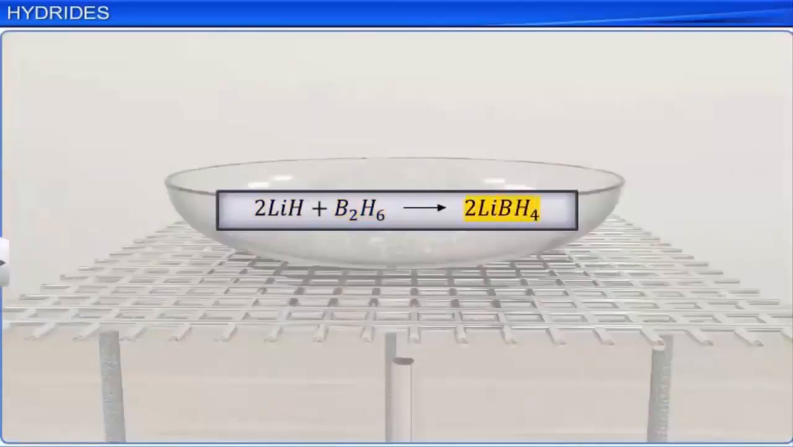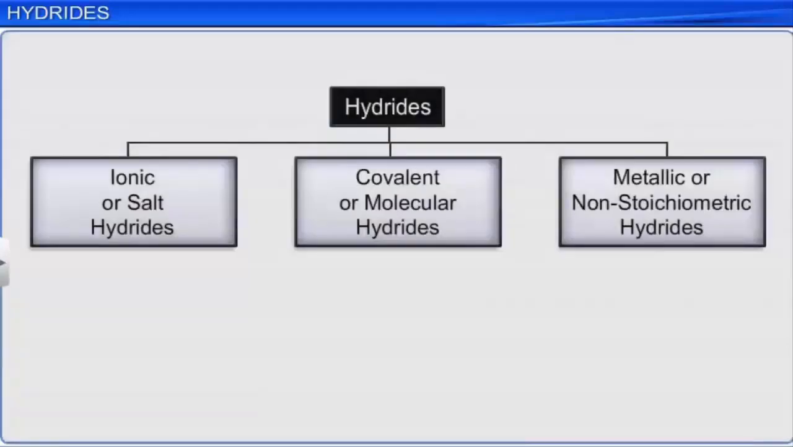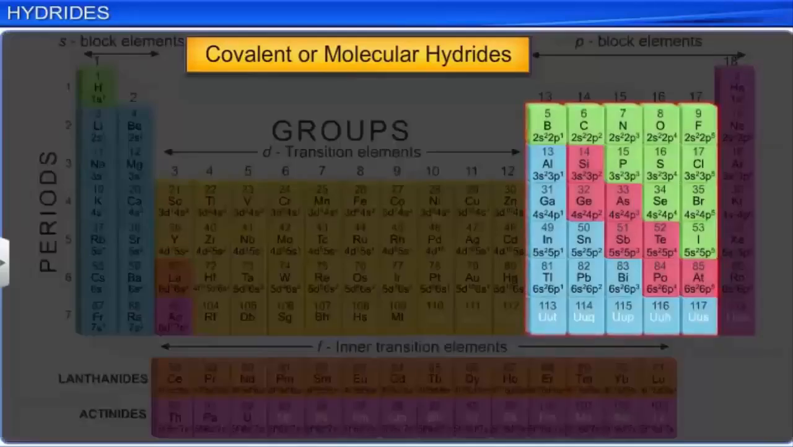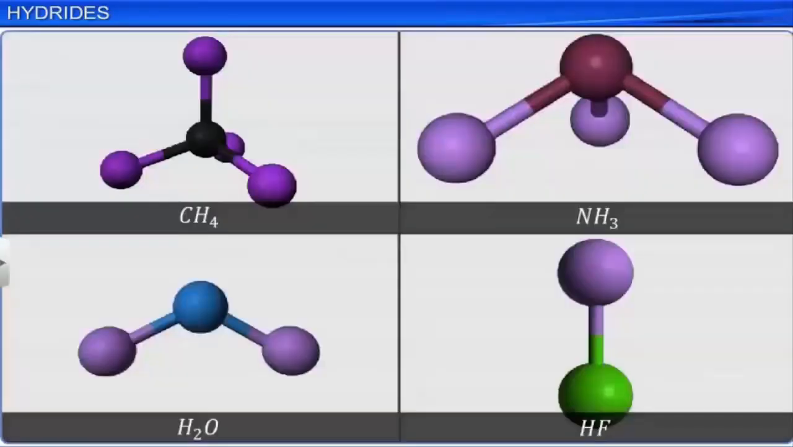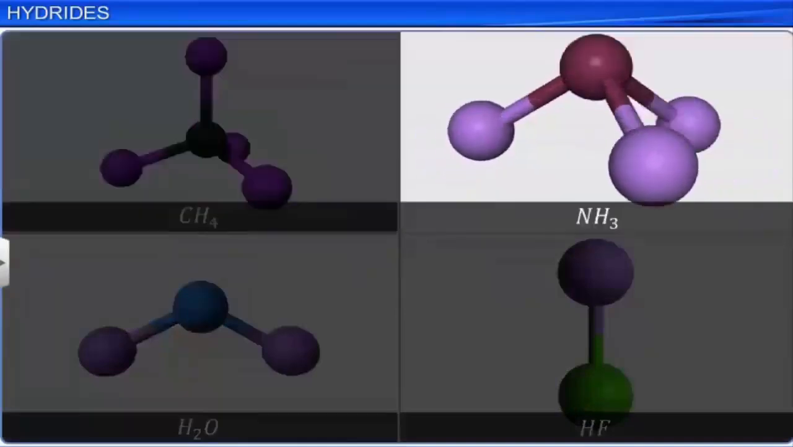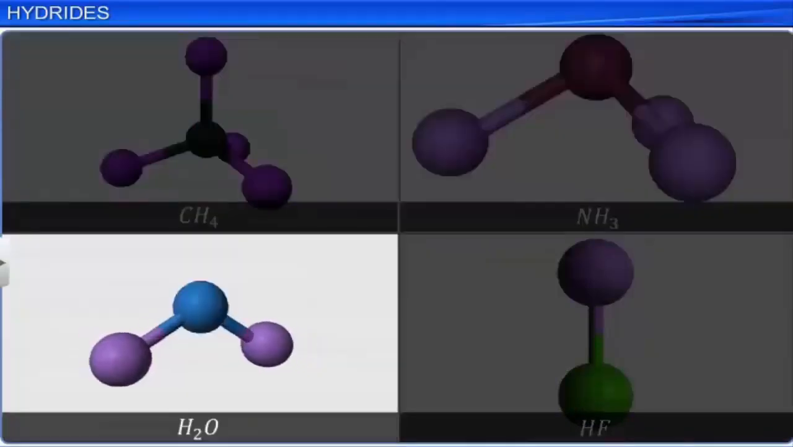The second type of hydrides are covalent or molecular hydrides. Covalent or molecular hydrides are binary compounds of hydrogen with more electronegative elements, such as p-block elements. They are bonded by covalent bonds. For example, CH4, NH3, H2O, and HF.